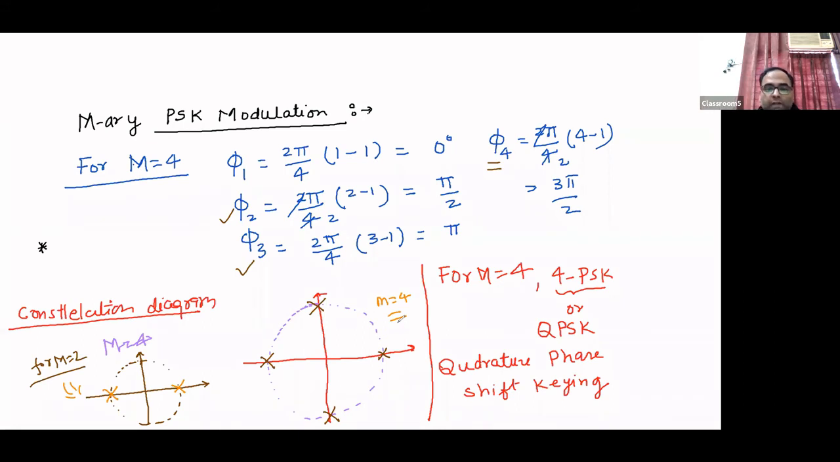This can be your home assignment, that you have to draw the waveforms for the QPSK or 4PSK modulation scheme.